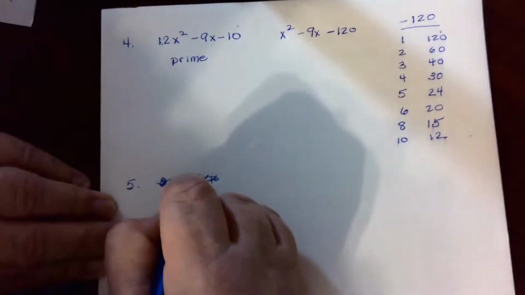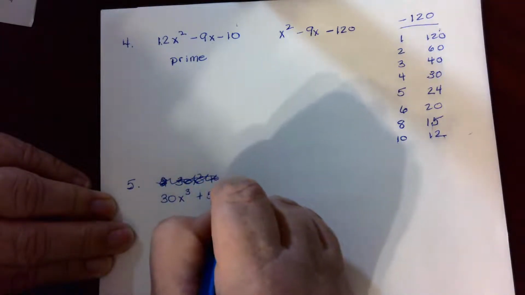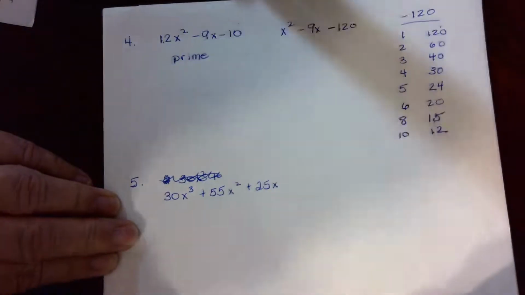Well, I can't even write the problem down right. Let's try that one more time. 30x to the third plus 55x squared plus 25x. Okay.